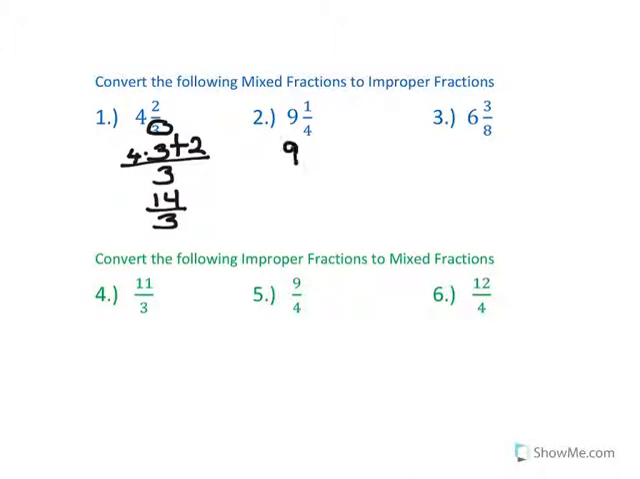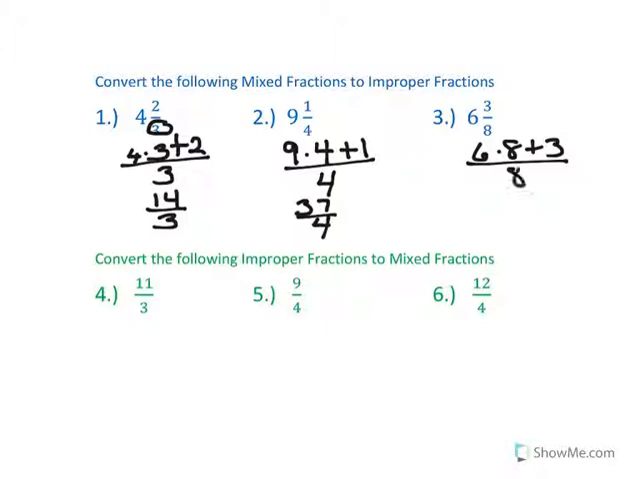The next one, we have 9 times 4, and we're going to add 1. Your denominator is always and forever going to be the same as in your mixed number, 4. So 9 times 4 is 36, and 1 is 37 fourths. Same thing here. 6 times 8 plus 3. 6 8s are 48, which is 51 eighths.